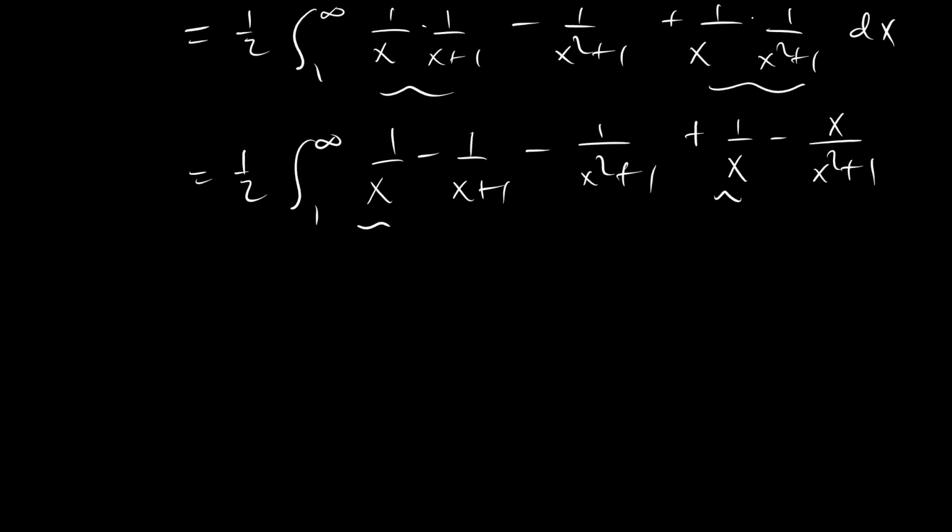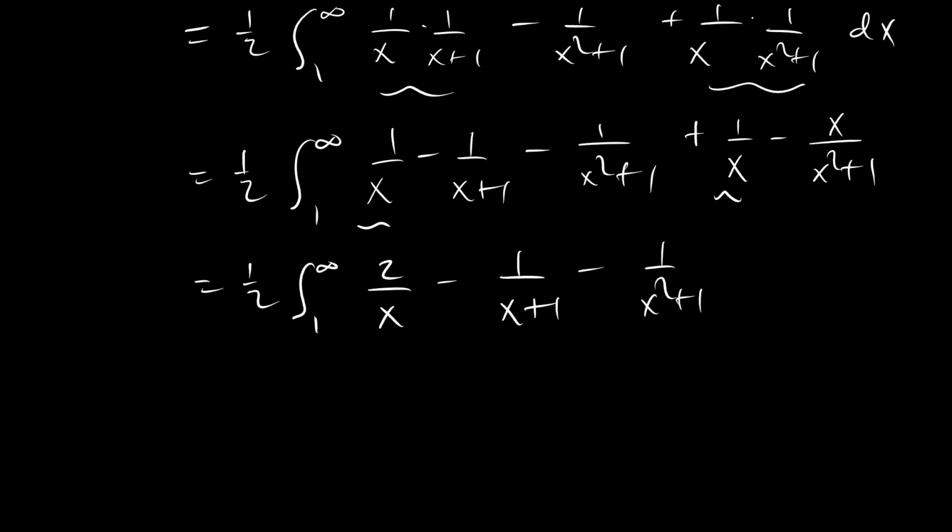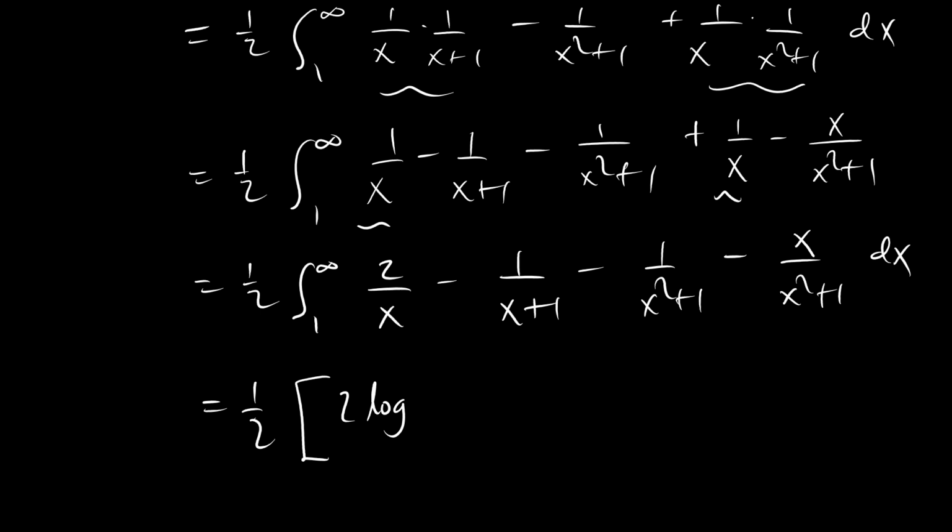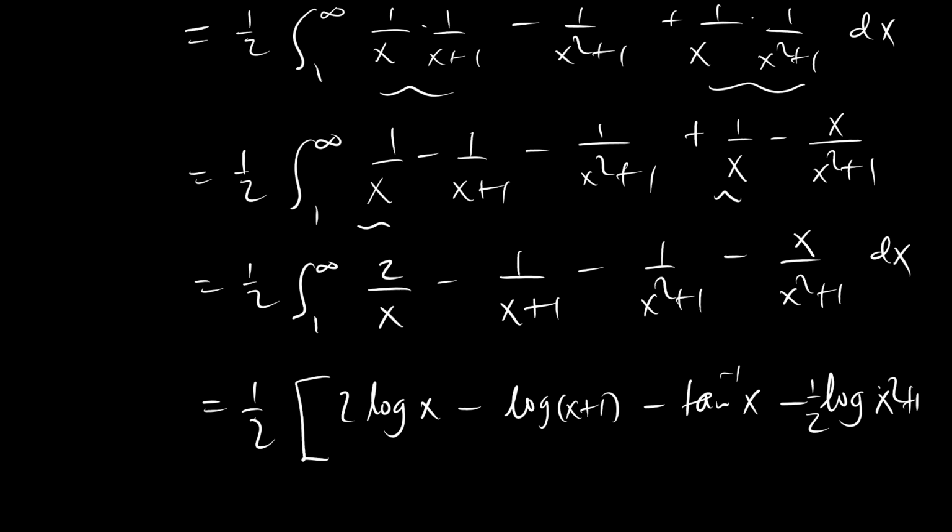So we can now combine these two so that we have half, 1 to infinity, 2 over x, and then we have 1 over x plus 1 minus 1 over x squared plus 1 minus x over x squared plus 1, which becomes now half of 2 natural logarithm of x, minus here natural logarithm of x plus 1, here arctangent of x, and here half natural logarithm of x squared plus 1, from 1 to infinity.